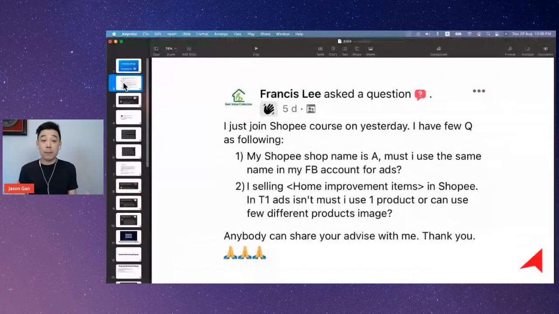You have to always remember, in my opinion, when you're running ads, you're trying to attract the people to come over. You are not selling on the advertisement itself. That's what I always emphasize. So don't try to sell on the ad. Try to bring them over first and sell on your website or your Shopee store. So that's how it works.